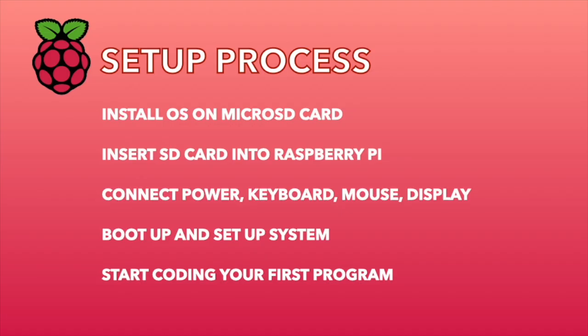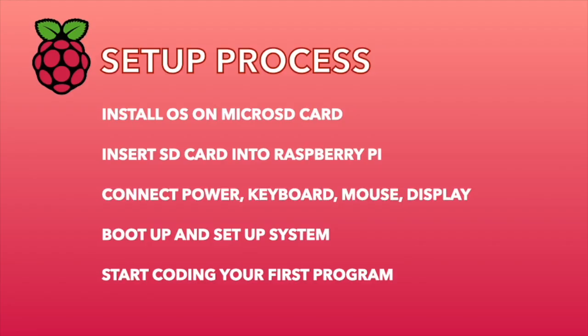Setting up your Raspberry Pi is simpler than it sounds. Start by installing the operating system onto your microSD card. Download the Raspberry Pi Imager app on another computer, select Raspberry Pi OS, plug in your microSD card, and click Write. Once that's done, insert the microSD card into the slot on the underside of the Pi.